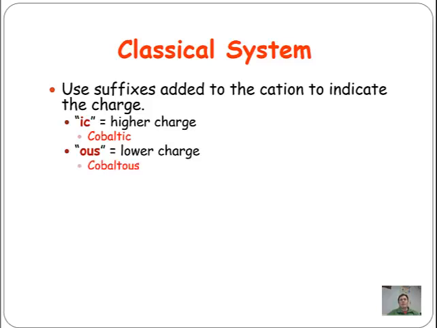The way I remember this, which is silly, think of your pantry at home. The stuff for us that mom wants us to eat, she puts low. The stuff for us is low, so lower charge is OUS. The icky stuff that we shouldn't eat is on the higher shelves. Mom puts the icky stuff up high, so IC is a higher charge. The stuff for us goes down low, the lower charge.